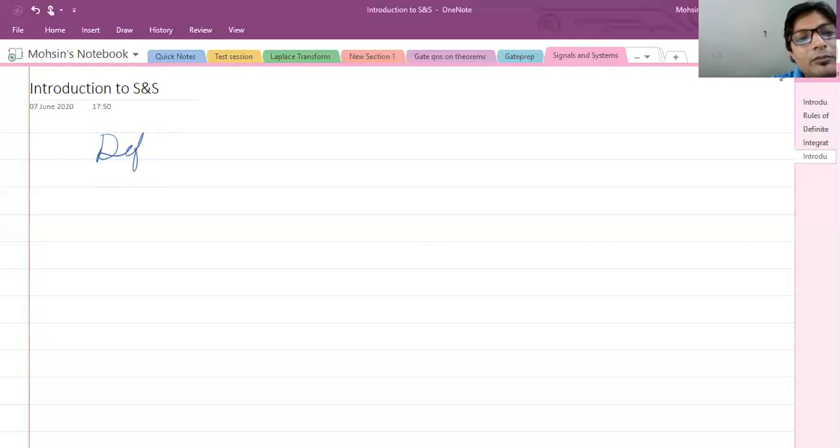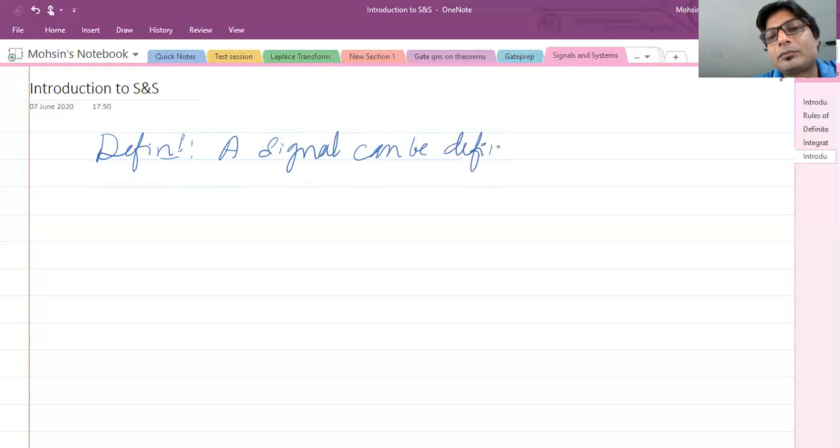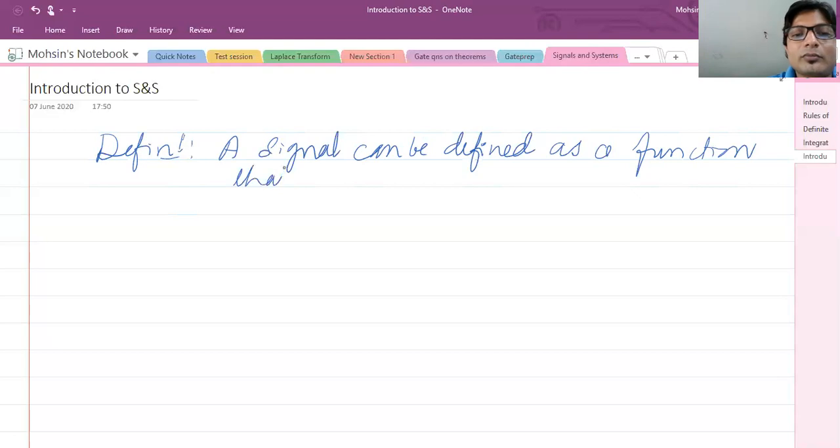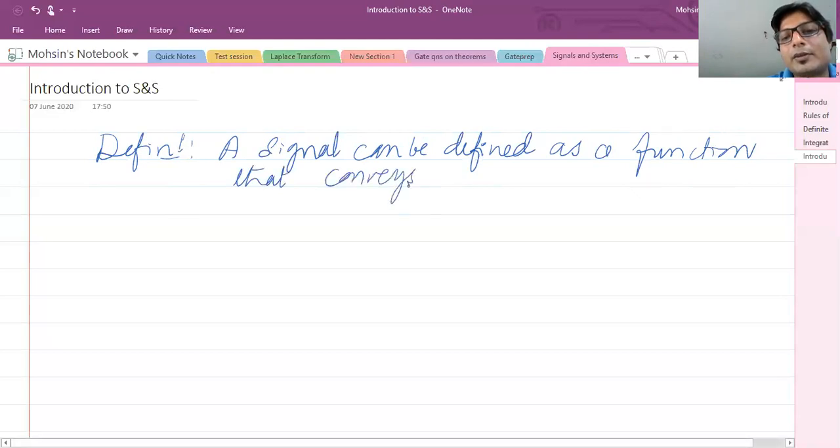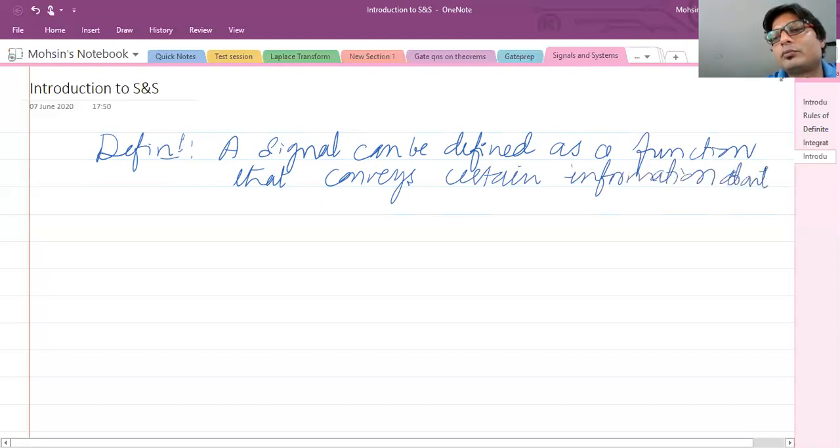Definition: a signal can be defined as a function that conveys certain information about some physical phenomena.